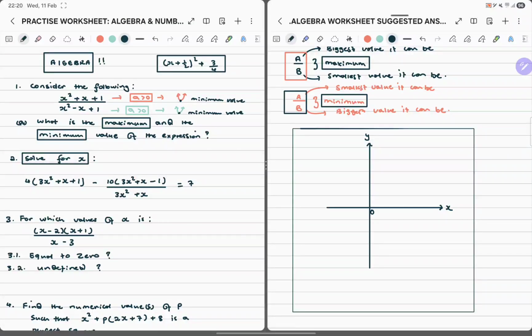Now, folks, completing the square is something that you need to know also. It's very important. So all I know is that my turning point is to the left of the y-axis. So I've got a graph that does stuff like this.